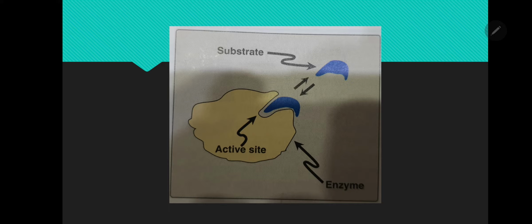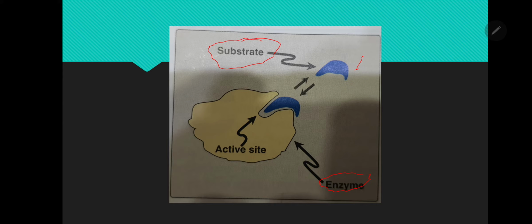As far as how they act, this diagram nicely shows the mechanism of action of the enzyme. This is a substrate. For the action of the enzyme, the presence of substrate is essential. Different types of substrate will be there, and you can see this is the substrate in blue color, and here is the enzyme. This is the active site, where the reaction will take place on the substrate molecule.